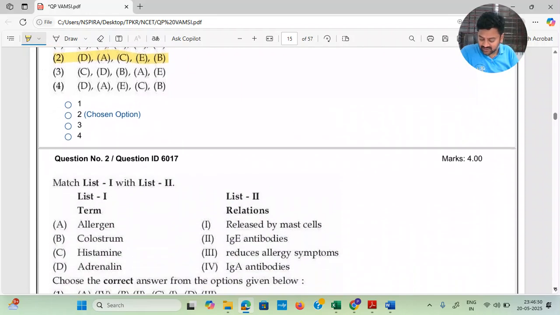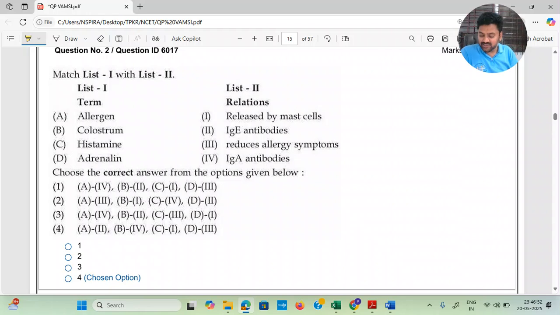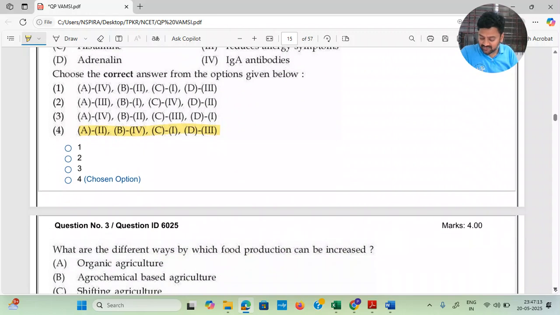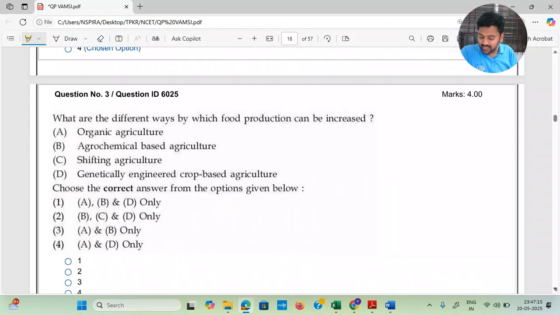Moving to the second question, they have given match the following, list 1 and list 2. Allergens are related to IgE. So A is related to 2. Only one option is available. So without much discussion, we can finalize this as the fourth option as the right answer.